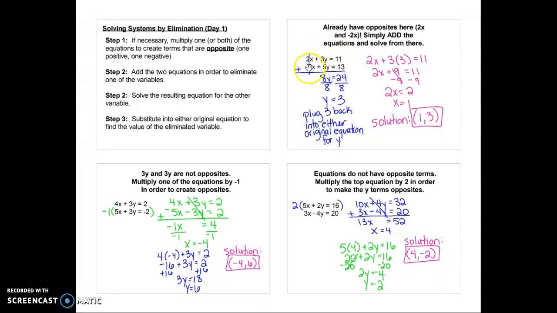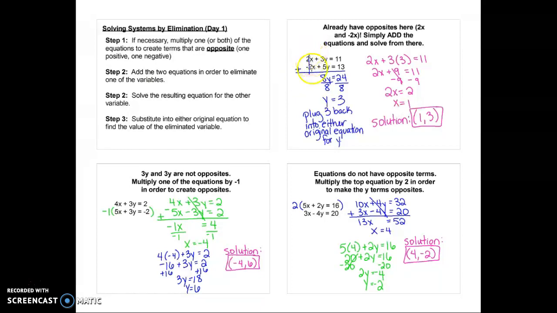With these initial equations, right, this 2x and the negative 2x are opposites of each other. They're both an x term. They both have a coefficient of 2, but one is positive, one is negative. That's what we want to happen. Right? That's our initial goal, is to make sure we have terms that are opposite of each other. Once that has taken place, then you go to step number 2 where we add these 2 equations together.